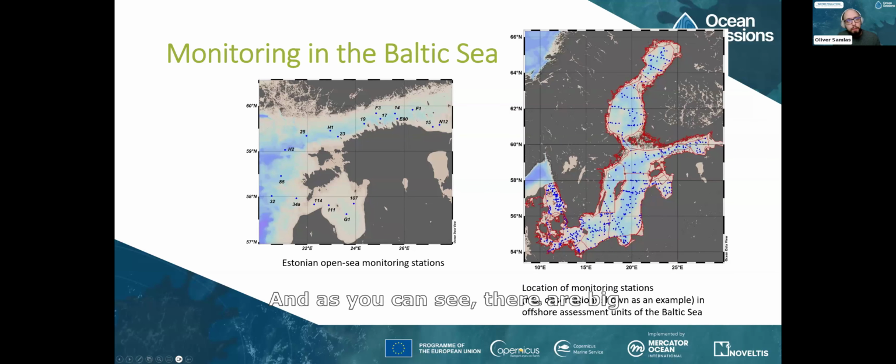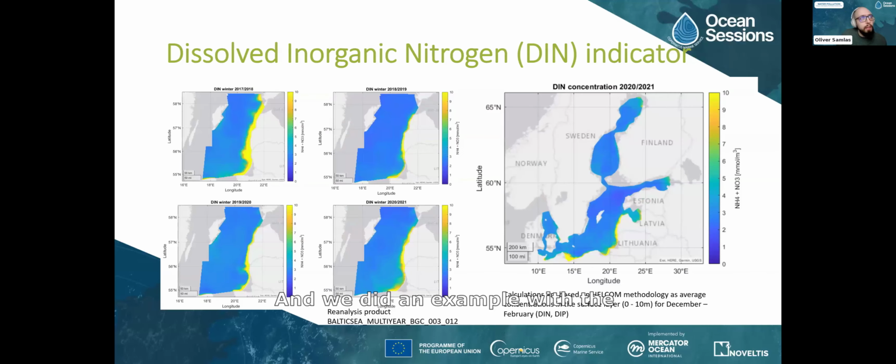And as you can see, there are big areas where there is no data. So obviously Copernicus data could come in handy here. We did an example with dissolved inorganic nitrogen, whose calculations are based on HELCOM methodology as average concentrations in the surface layer, which is 0 to 10 meters, for the period of December to February. And as you can see, this is absolutely doable with Copernicus data.